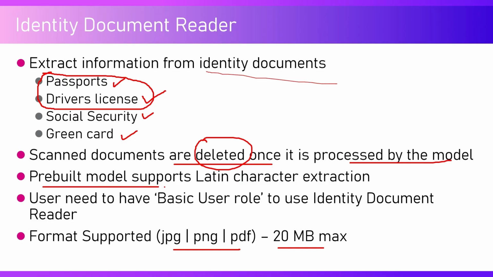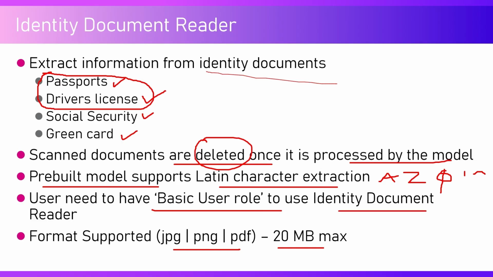The pre-built model supports Latin character extraction. So, like we have A to Z and some special characters, those things can be extracted very easily by this model. Like we have apostrophe, we have grave accent, those kinds of things. A user needs to have a basic user role to use the identity document reader.